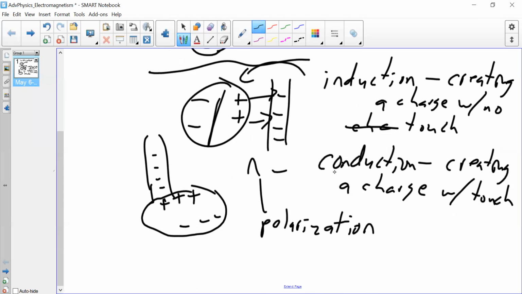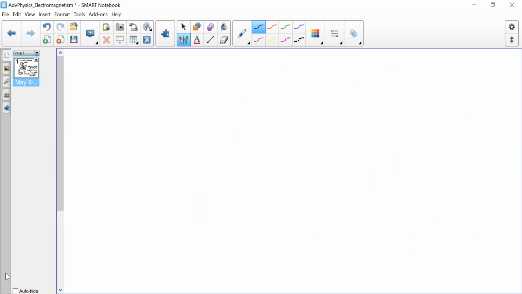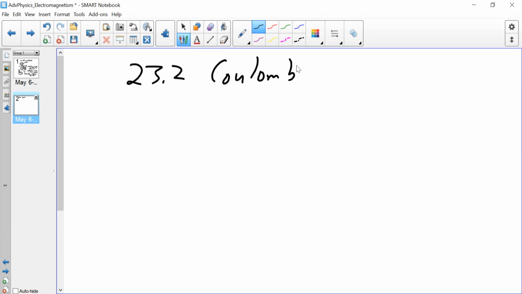So that's conduction, that's induction, that's polarization, and polarization creating opposite poles, or just creating poles, right? Hence the name. So we moved on to Coulomb's law, and that's basically the electric force law.